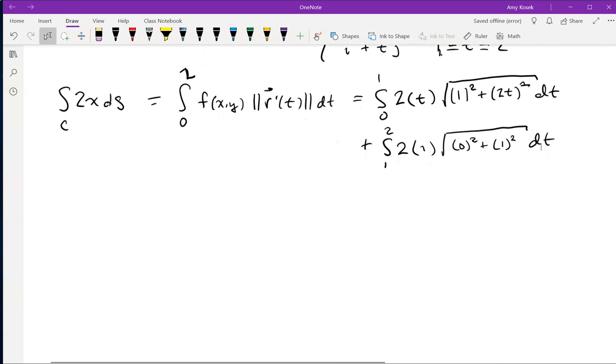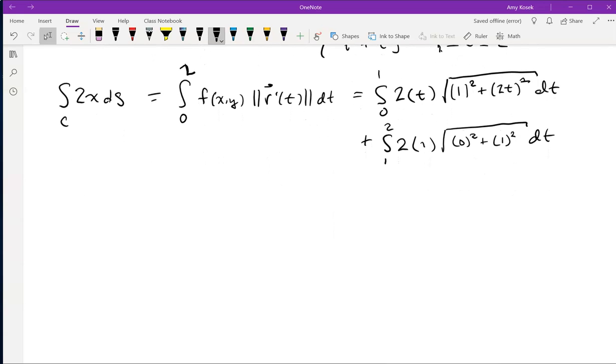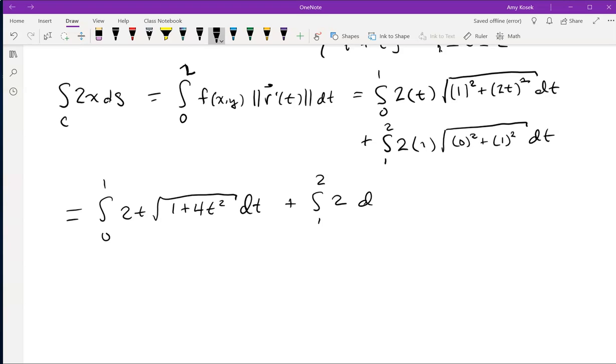So when you do have a piecewise smooth curve, you're going to have to break up that integral over those different pieces. So let's just simplify these. We'll have the integral from 0 to 1. We've got 2t times the square root of 1 plus 4t squared dt. And then plus the integral from 1 to 2. We've got 2 times the square root of 1 squared. So all in all, just 2 here. And this will be dt.